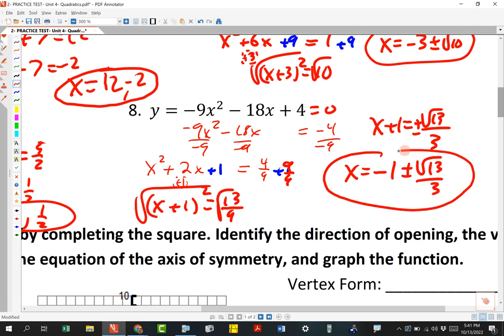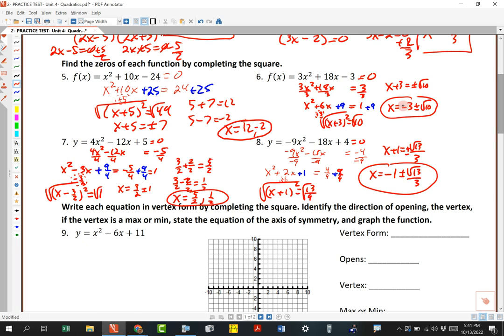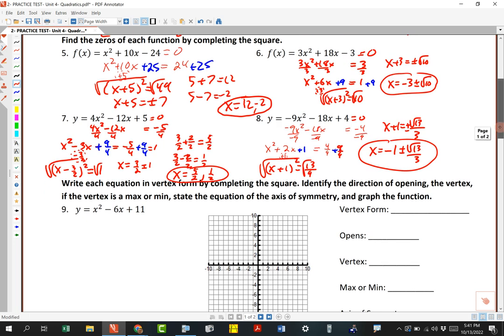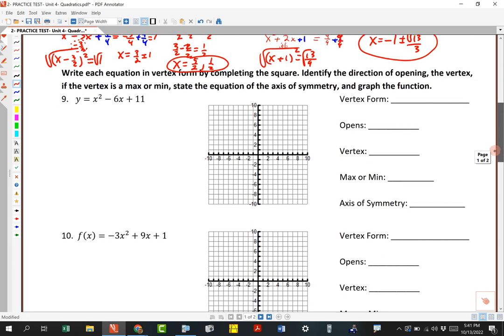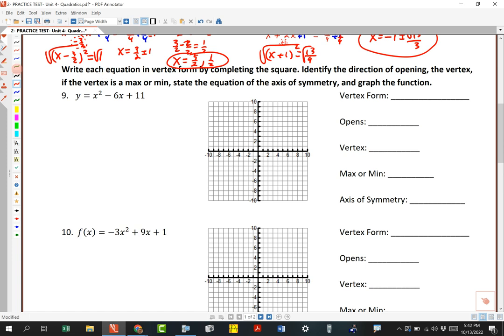Now, we could clean this up and make this look a little bit better. We could write it as one single fraction. We could get a common denominator here. But I'm tempted to just leave it like that. The other thing that's kind of cool about that, if you're thinking about maybe as we're going to do next, putting these things in vertex form, there's some cool things that work out with that. So I'm going to slide down here and take a look at the instructions. It says write each one in vertex form by completing the square.